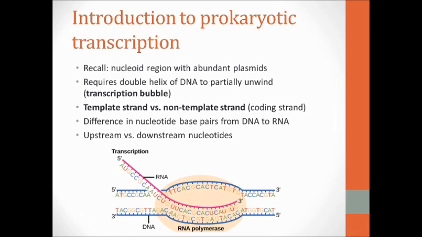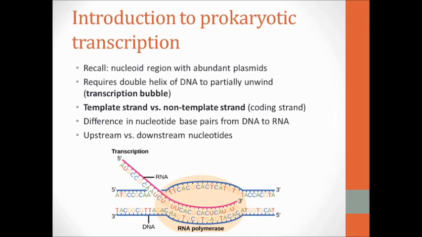Prokaryotic transcription requires the double helix of DNA to partially unwind. The area in which it does this is called the transcription bubble. Transcription always proceeds from the same DNA strand for each gene. This will be called the template strand. The non-template strand matches the mRNA product, which is complementary to the template strand and almost identical, except it's RNA rather than DNA.